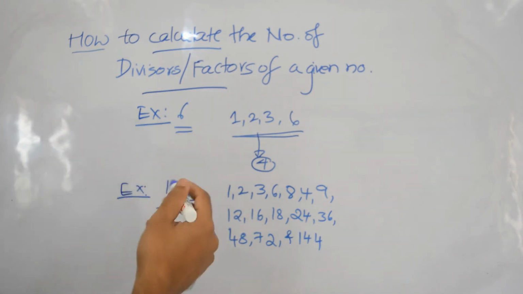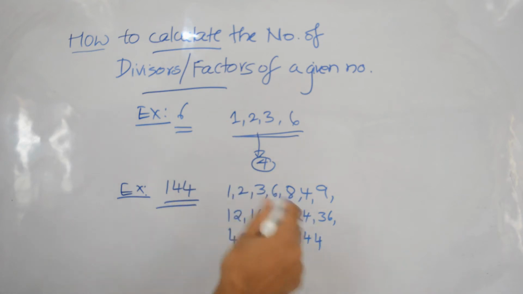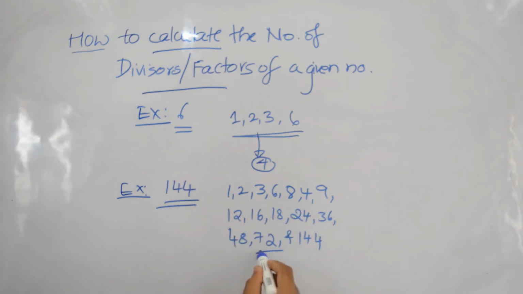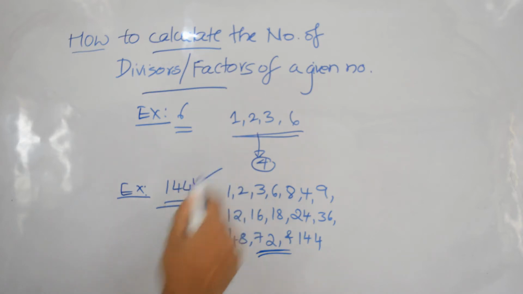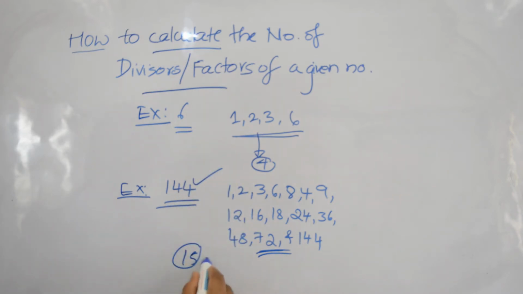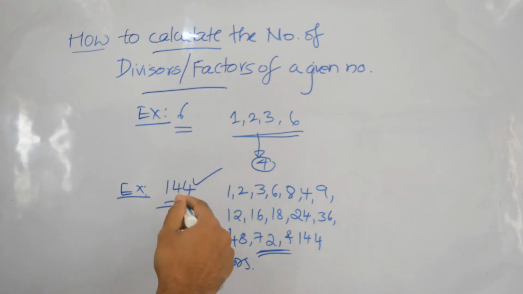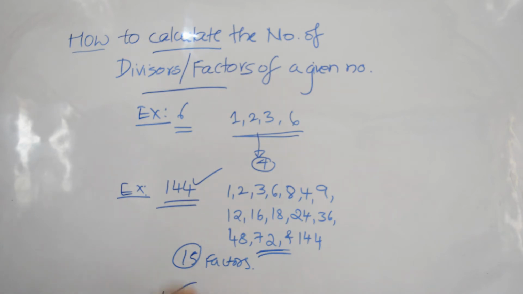So if you want to find the number of factors, we have to count these factors: 1, 2, 3, 4, 5, 6, 7, 8, 9, 10, 11, 12, 13, 14, 15. So there are a total of 15 factors of the given number 144. When the number is big, it takes a little time and is very difficult to calculate the number of factors of a given number. That's why we go by an easy method.